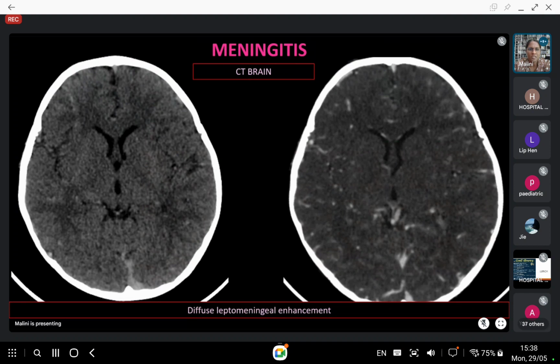So this is an image, a CT brain without contrast and then subsequently with contrast, and you can see diffuse leptomeningeal enhancement. Unfortunately, it's not a very specific sign, and it can be present post-status or in many other conditions. Just because you have diffuse leptomeningeal enhancement does not mean in isolation that this is meningitis. But of course, if you have supporting evidence, then it is something that we should take into account.